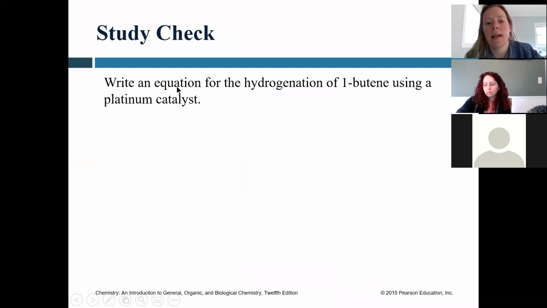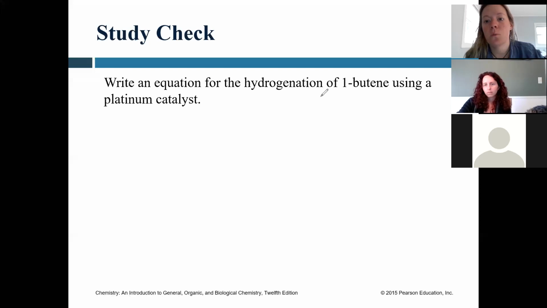So for this, write an equation for the hydrogenation of 1-butene using a platinum catalyst. Ugh, we're over time-wise. I'm gonna just do this really quickly, okay? So if it's 1-butene, that means we have carbon double bonded to a carbon, single bonded to a carbon, single bonded to a carbon, because the double bond is on carbon 1. I'm going to add my hydrogens, H3, H2. This has 1 H and this has 2 H's.